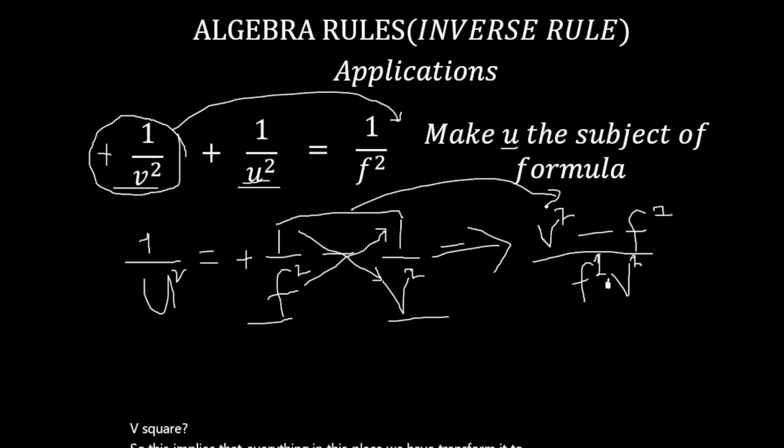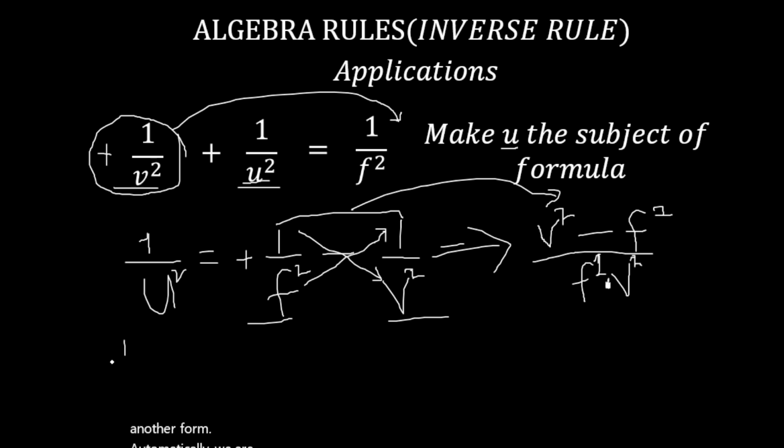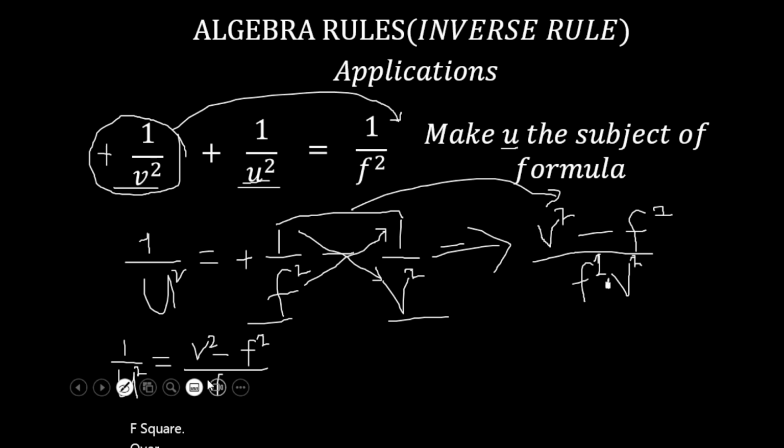You see, in mathematics, transformation is a paramount process that you are going to be doing every time, which you must know how to do. Transformation is just having an expression and writing it in another form. Automatically, we are having 1 over u square equals v square minus f square over f square.